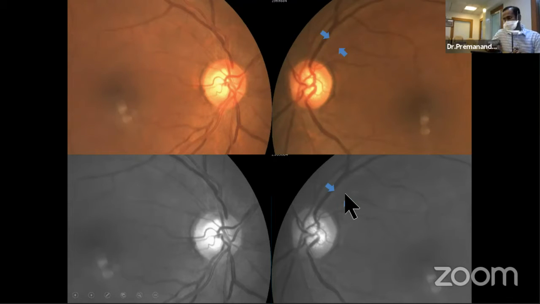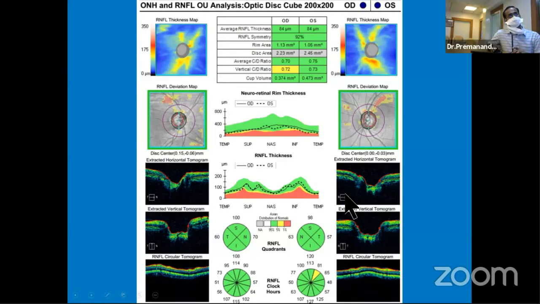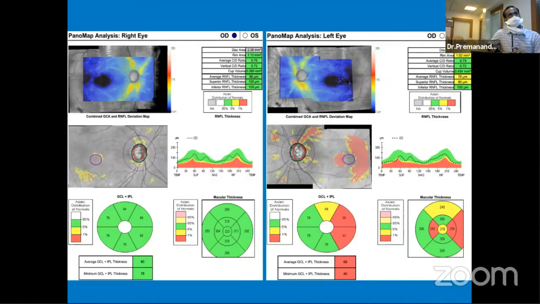So we went ahead and did OCT for that patient, and the OCT is also suggestive of superior neuroretinal rim thinning, which correlates with what we suspected. And this is the GCC of the patient, in which the right eye's GCL is normal, whereas in the left eye we are able to make out the superior rim loss, as well as ganglion cell loss in the macular region, which correlates with what we suspected.